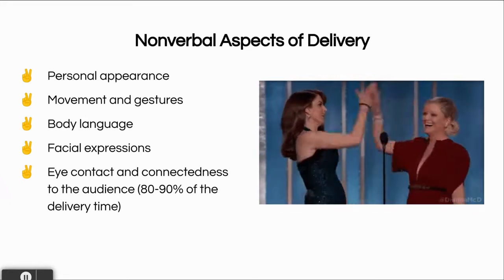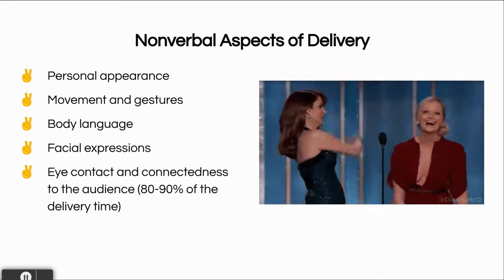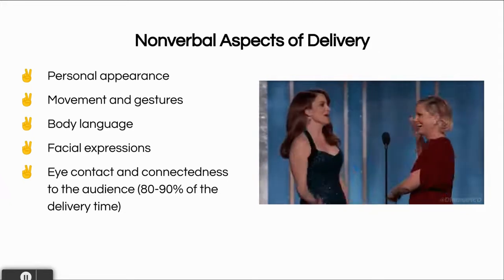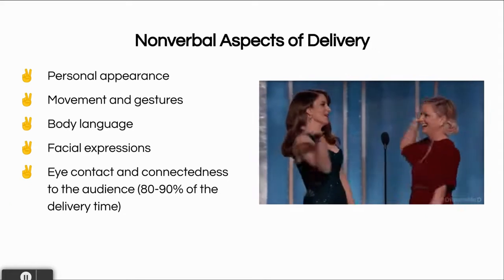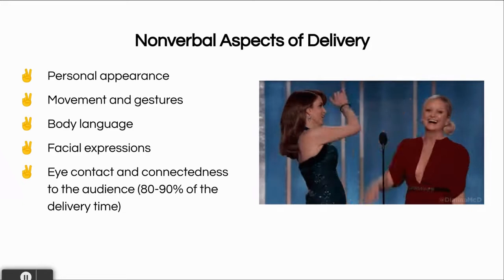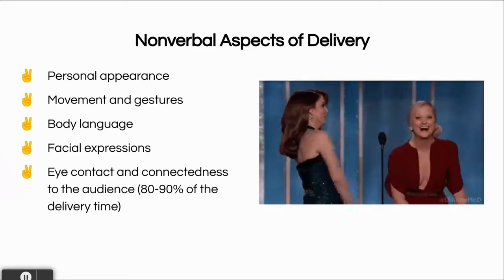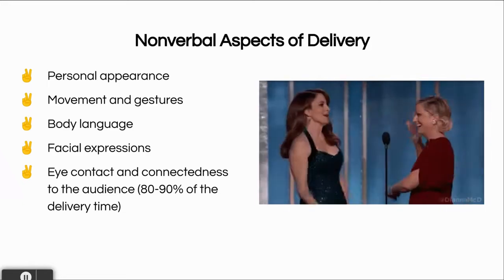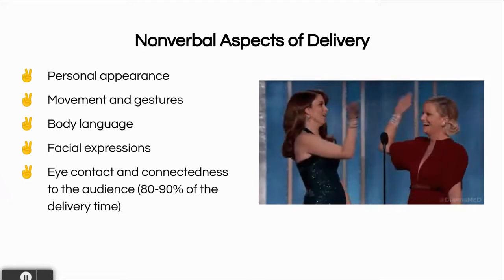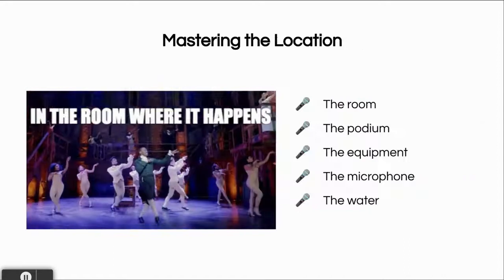Body language or proximity also can say a lot about a relationship. Expression, something that I miss sometimes if you're wearing a mask, but facial expression is so universal and can be so powerful to set a tone of a speaking situation. Then there's eye contact. Again, 80 to 90% of our delivery should involve direct eye contact.